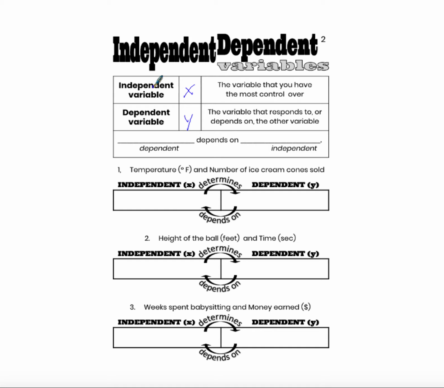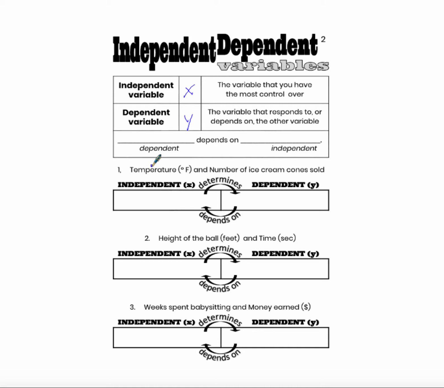So the independent variable, there's a couple ways to think of it. We say it's the variable that you have the most control over, whereas the dependent variable is the variable that responds to or depends on the other variable. There's this little template that you can plug the two variables into, and it should sound right if you've chosen correctly. So the dependent variable depends on the independent variable.